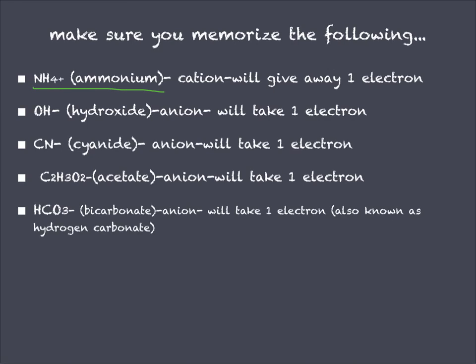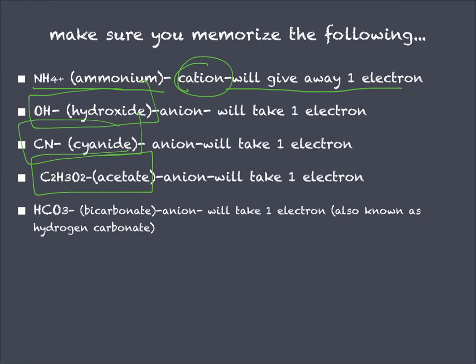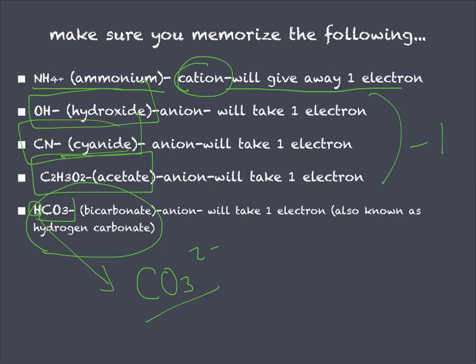Ammonium is NH4+, which means that it's a cation, which means it's always going to come first. So it's going to give away 1 electron, and you're always going to name it first. All the other ones, the funky ones, hydroxide, cyanide, and acetate, are anions, but they're all -1 anions, so that's easy to remember. Also, bicarbonate comes from the carbonate family. We learned that CO3 is a carbonate which has -2 charge, but since I added a hydrogen to this carbonate, its charge becomes -1 also.